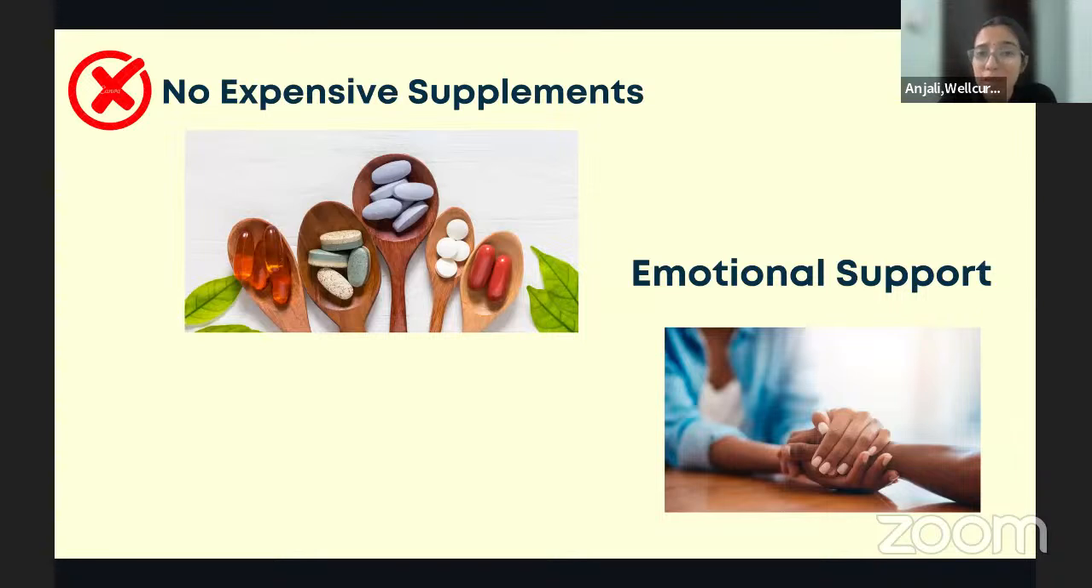There will be no expensive supplements that we are going to tell you to eat, because there is already a lot of physical and emotional burden you are going through. So we are not going to put pressure on you to do anything, but yes, we are going to tell you to follow those things that are easy to do, practical to do, and naturally beneficial to you.